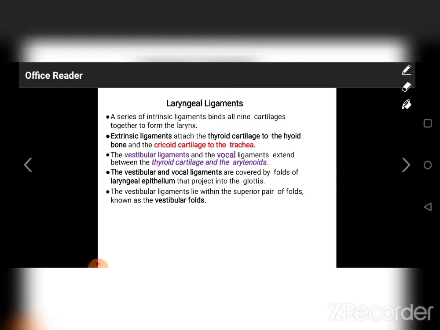We have also extrinsic ligaments which attach the thyroid cartilage to the hyoid bone and the cricoid cartilage to the trachea. These are vestibular ligaments and the vocal ligaments which extend between the thyroid cartilage and the arytenoid. These vestibular and the vocal ligaments are covered by folds of laryngeal epithelium, that is the mucosal epithelium, that projects into the larynx. The vestibular ligaments lie within the superior pair of the folds, and this is known as vestibular fold.